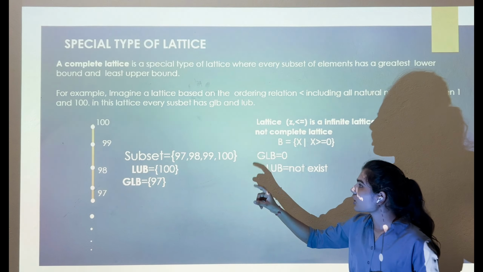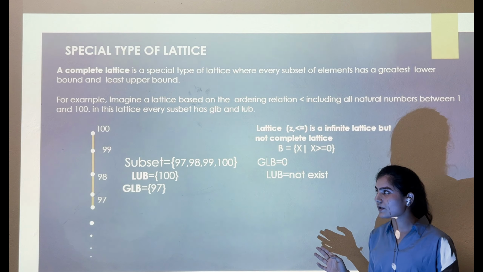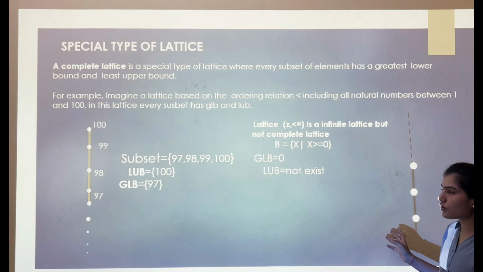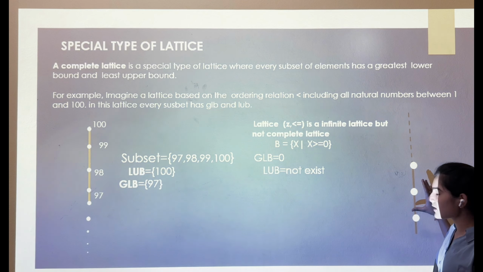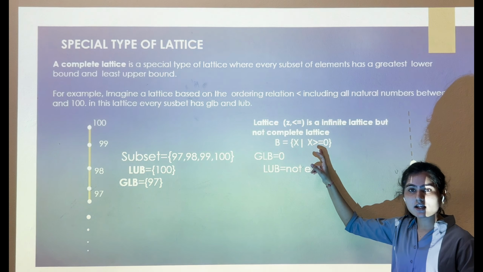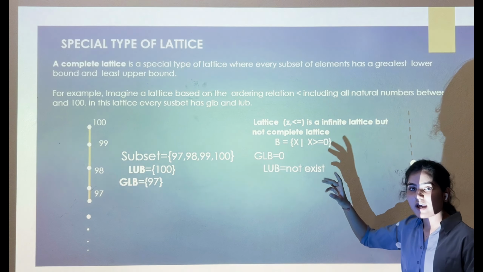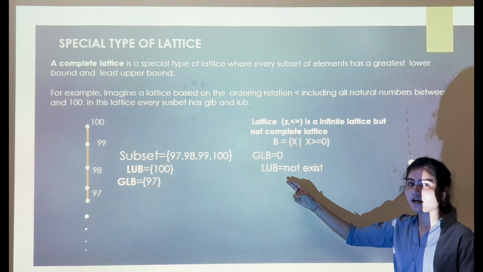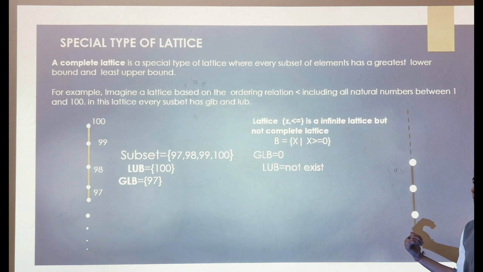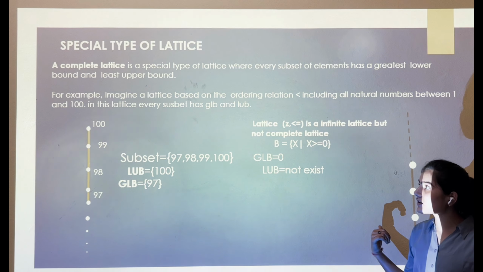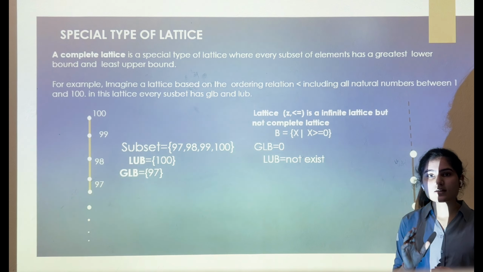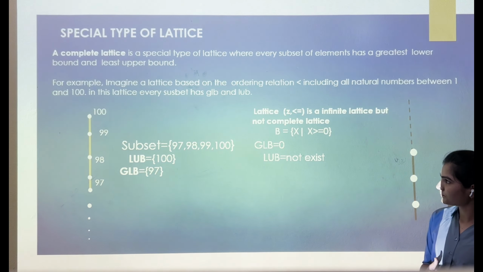Now we talk about which types of lattices are not complete lattices. Here is an example which starts from 0 and goes to infinity, and we take a subset from this lattice, which is the set of x such that x is greater than or equal to 1. Here the GLB is 1, but we have no LUB, as it goes to infinity. Therefore the LUB does not exist, so this particular lattice is not a complete lattice. Remember one thing: finite lattices are complete lattices and infinite lattices are not necessarily complete lattices.